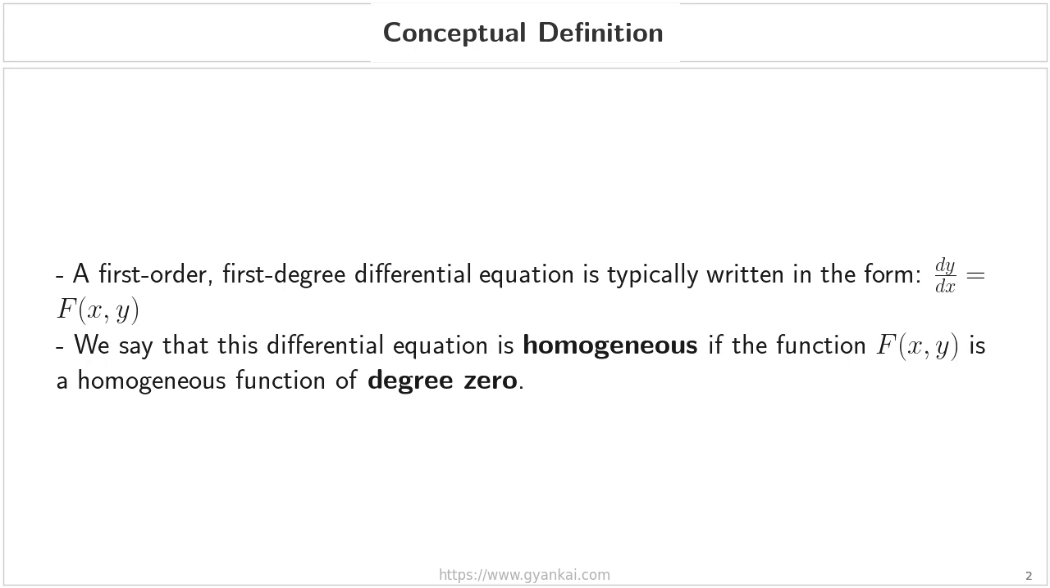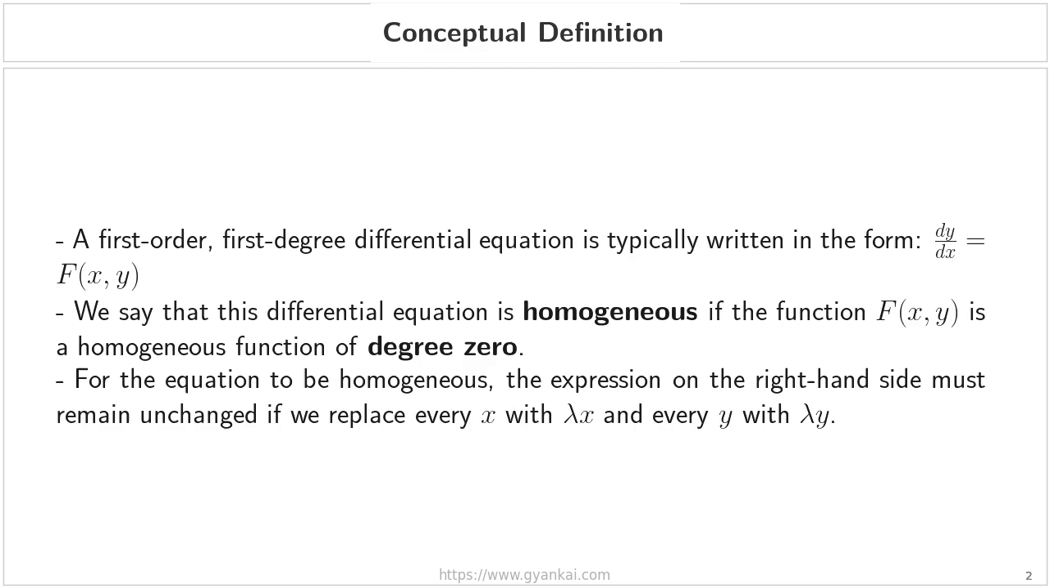So, when do we call this specific type of equation homogeneous? We use that term if the function on the right-hand side, which we called f of x comma y, is a homogeneous function of degree 0. Now, what does degree 0 actually mean in practice? It means that the expression on the right-hand side must remain completely unchanged even if we scale our variables.